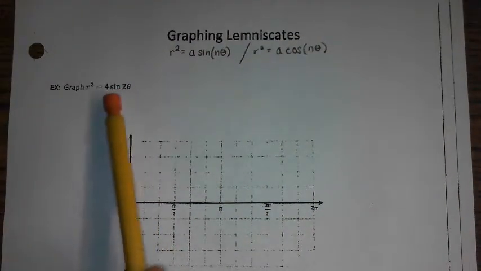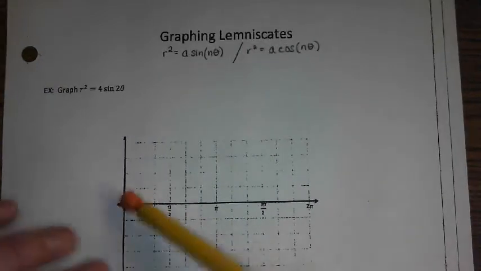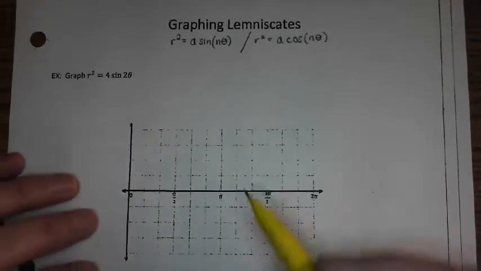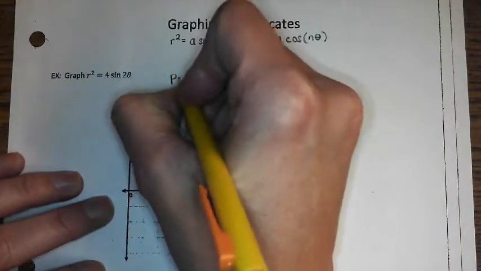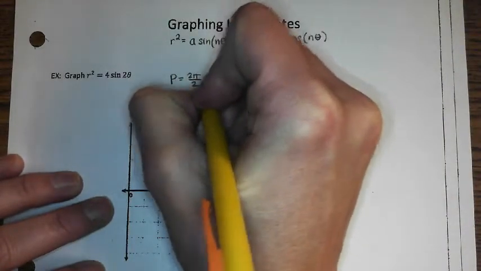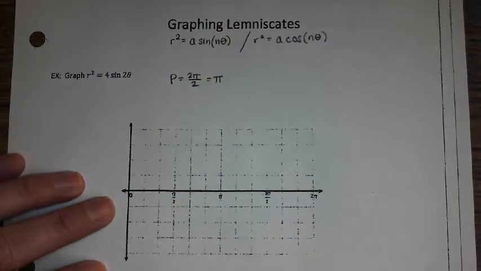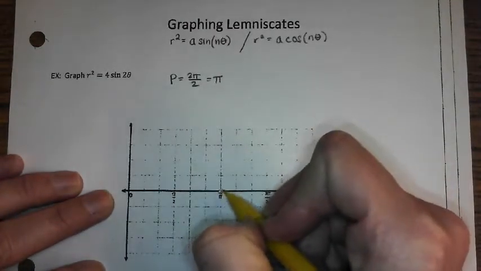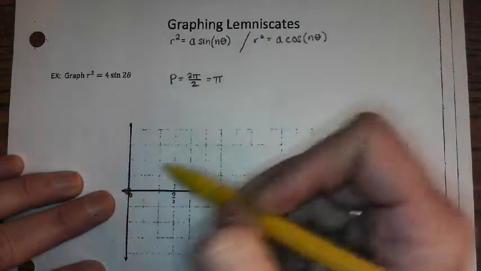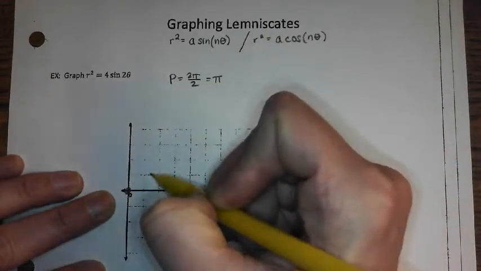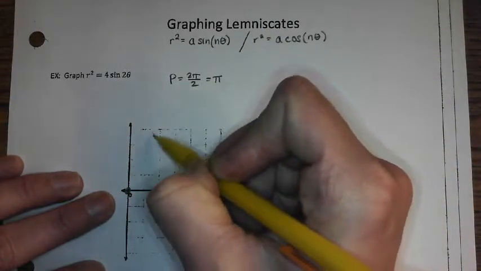We're going to still graph 4 sine 2 theta, two-dimensionally. So we have a period change. Period's just pi. We have to get a sine curve in by the time we reach pi. Amplitude of 4.